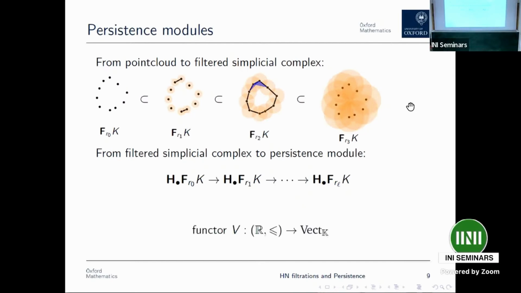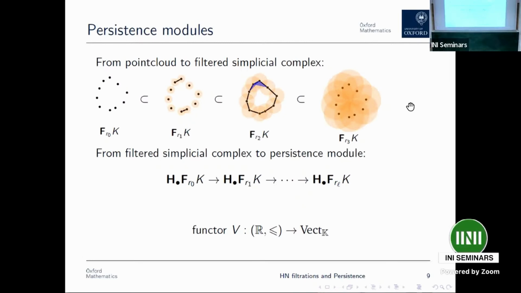We can see it as a functor from the category of real numbers as a poset to the vector spaces over your field. One important thing is that if you start with a finite number of points at the beginning, there is only a finite number of radii where the homology changes. And so these objects are a bit more complicated than the ones you get by doing this pipeline.